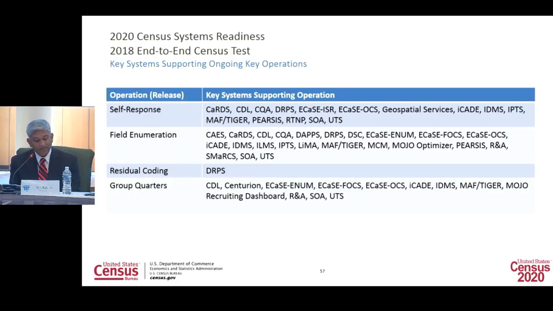For instance, ECaSE's operational control system, as a traffic cop, has to manage field enumeration activities, including group quarters, while at the same time managing self-response activities. So the incremental releases led to the consolidation, testing, and deployment of functionality and interfaces that each system needed to support multiple operations, and thus the 18 tests is proving in the release process for the 2020 census. Next slide.